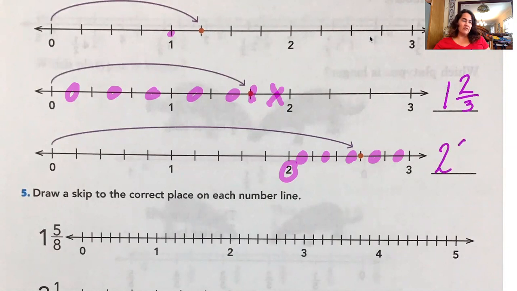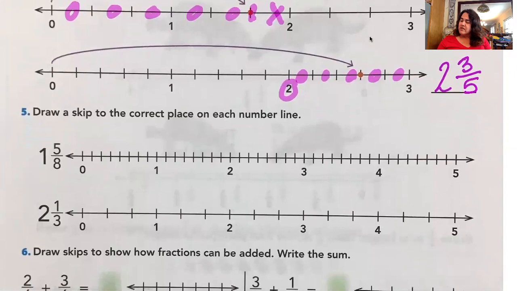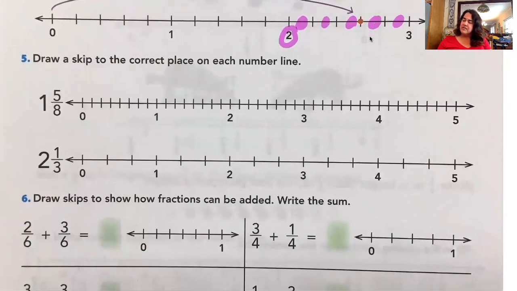2 and 3 out of 5 pieces, right? 2 and 3/5? Good job. All right, drawing a skip to the correct place on the number line takes us from 0 to 1, and then we have to go 5 out of 8. So let's count the spaces. We have 1, 2, 3, 4, 5. And so we're going to jump from the 0 all the way over to the line. Yeah? How many of you agree that I did that right?